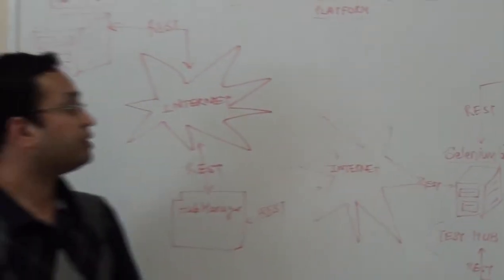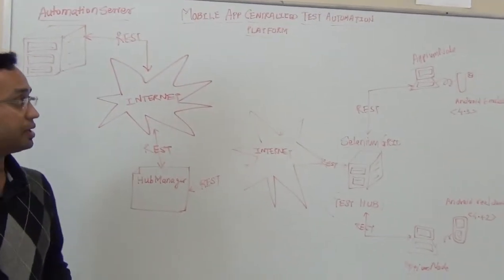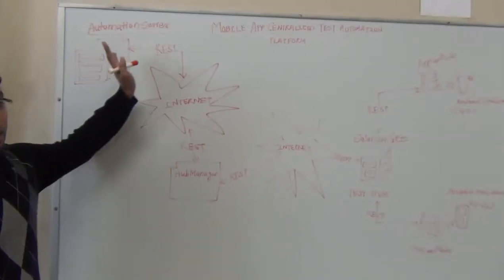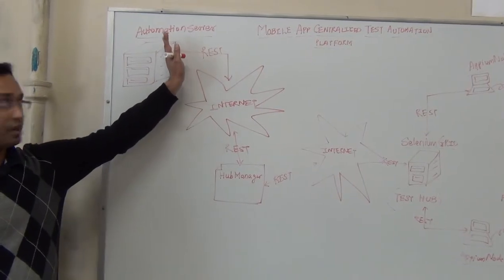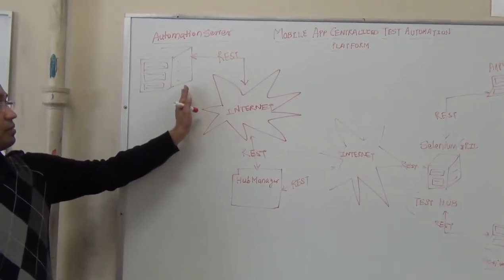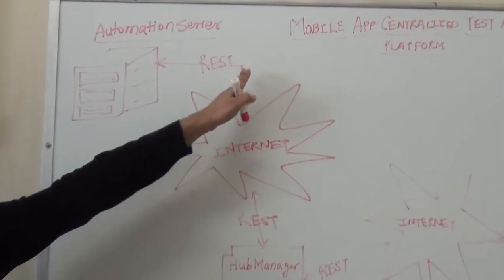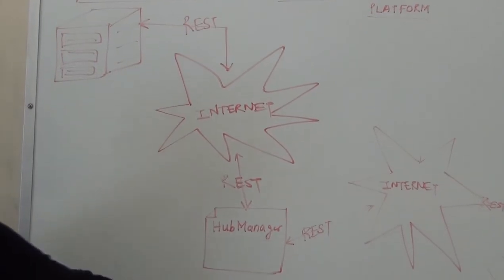setup. To start with, we would like to give you a brief discussion about the architecture that is followed in the project. This is the automation server. Currently, we are not responsible for this automation server project; a different team is going to bring that. But we can mock this automation server using our REST client. Then the automation server, using REST services through the internet, will contact the Hub Manager. This is our homegrown component.